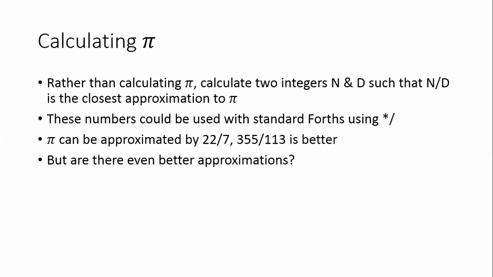That was great. So rather than calculating the number pi, I decided to calculate two integers, n and d, such that n divided by d is the closest approximation to pi. And you can use these numbers in standard Forth to calculate the circumference of something using */. And we all know from grade school and high school that pi can be approximated by 22 divided by 7. And 355 divided by 113 is better. But how do you find these numbers, n and d? And so that's what I decided to do.